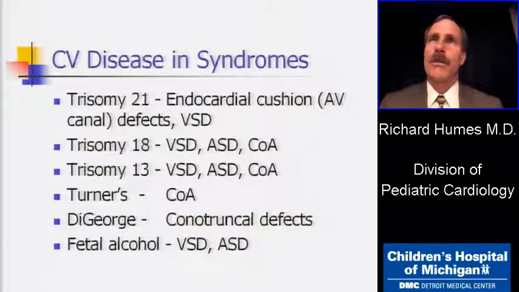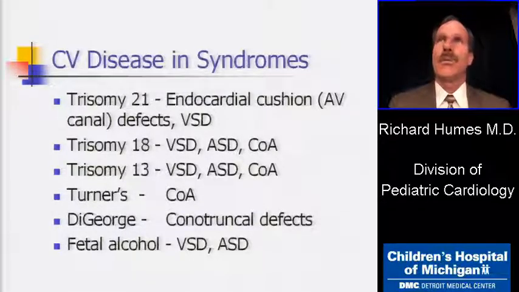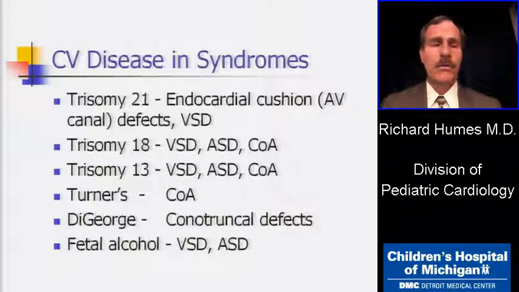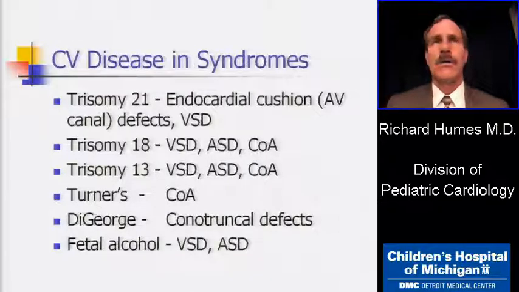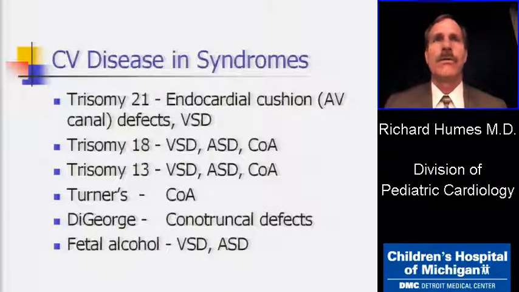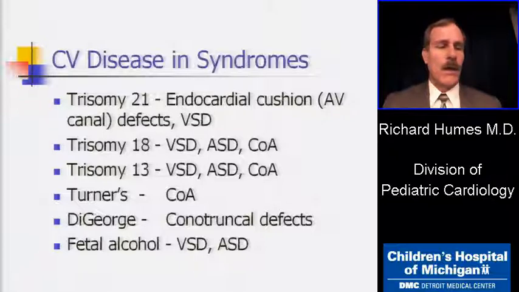DiGeorge syndrome, which is the 22q11 microdeletion, is associated with conotruncal defects such as tetralogy, truncus arteriosus, and interrupted aortic arch, which are commonly seen in DiGeorge syndrome. And fetal alcohol syndrome is associated with ventricular septal defect and atrial septal defect.